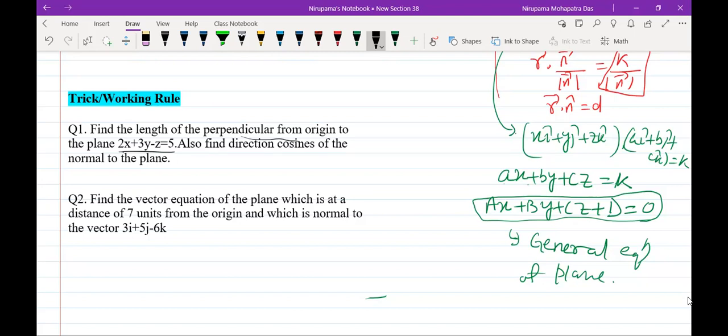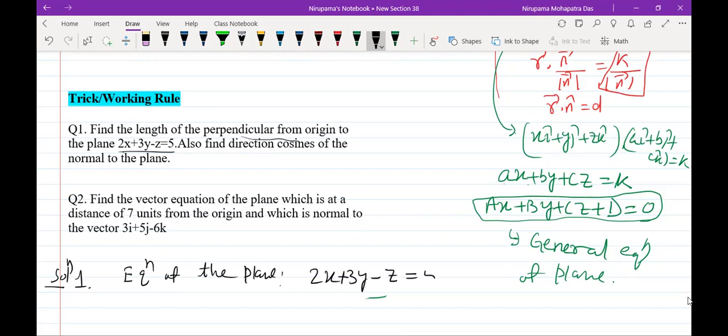Okay. So here you see we are given what? We have to find the length of the perpendicular from origin, I mean the distance of the plane from origin. The equation of the plane given to us is 2x plus 3y minus z equal to 5.